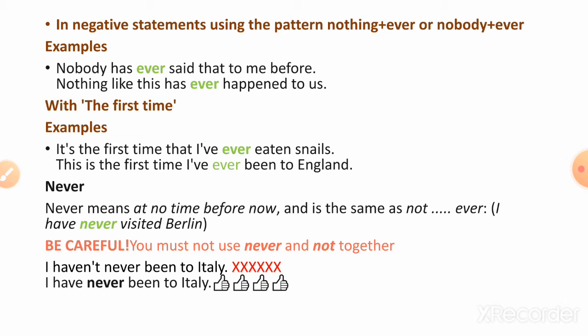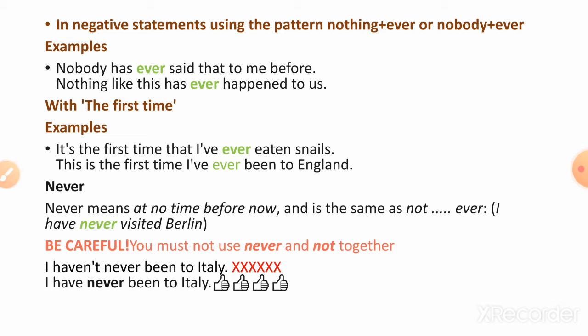Examples: It's the first time that I've ever eaten snails. It means this is the first time I have eaten this dish. This is the first time I have ever been to England. It means I have come to England for the first time.